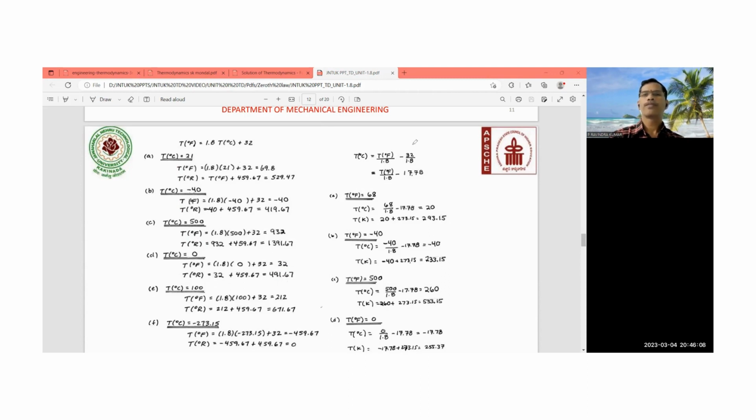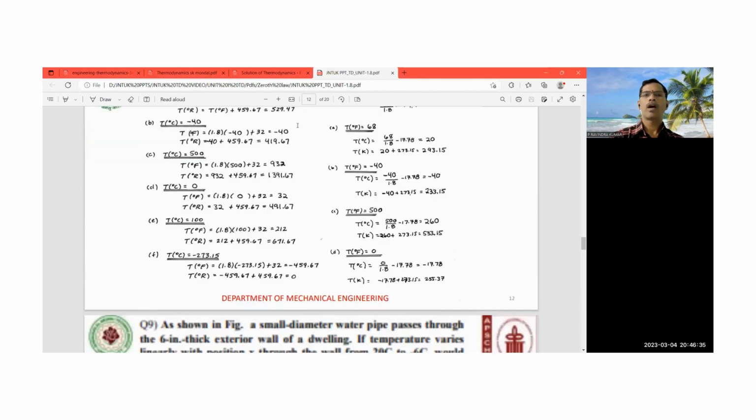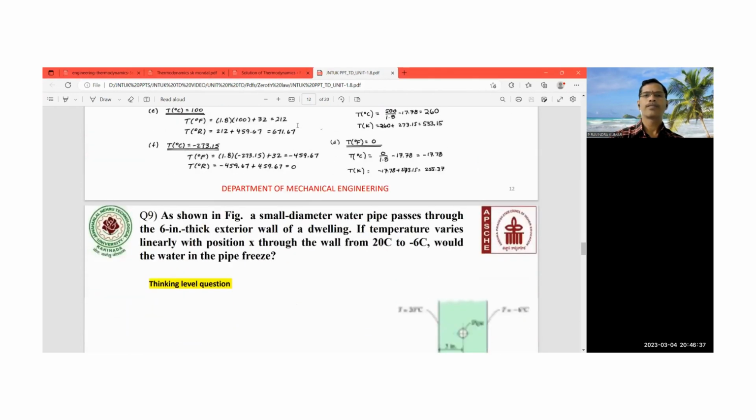In the same way, the T degree centigrade with respect to the Fahrenheit is given over here. When the degree Fahrenheit value is 68, then what about the degree centigrade value and what about the absolute Kelvin value? So there are different situations. Try to go through that particular problem, so that you can get the knowledge on this particular slide.